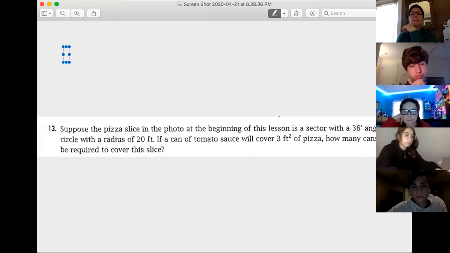So you guys are seeing that the slice of pizza thing is on here? We don't see your screen. Share screen again. I think I de-shared and now I have to reshare. Now we can see it?